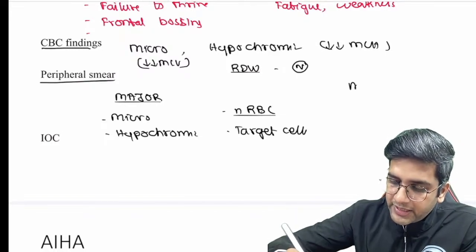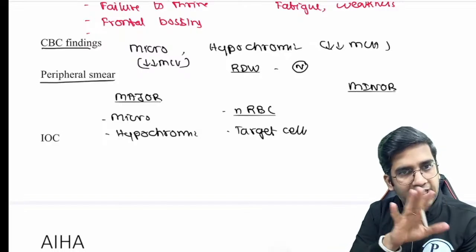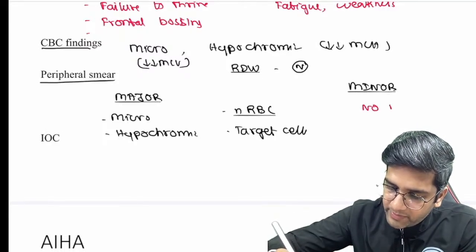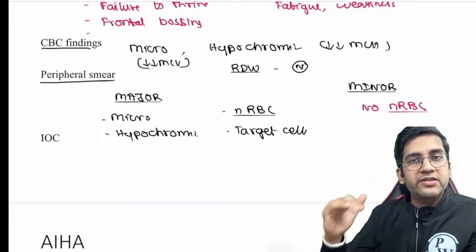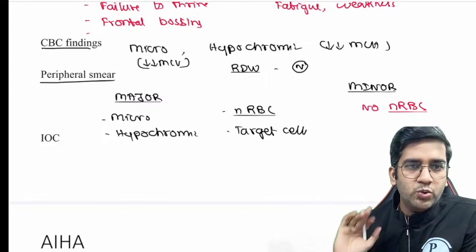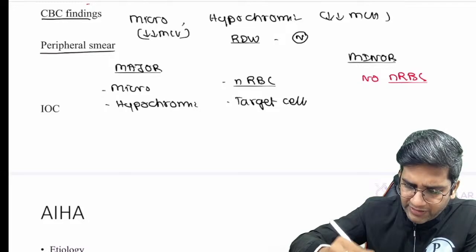The only difference here in thal minor is that I will see everything like in major. I'll have microcytic, I'll have hypochromic, right? There'll be no NRBCs, because NRBCs are like hemoglobin F. They will be present only when there is severe hemolysis. In case of milder hemolysis, like thal minor, you won't have them, right? Perfect. So once we have this, you will easily suspect the patient is having thalassemia.